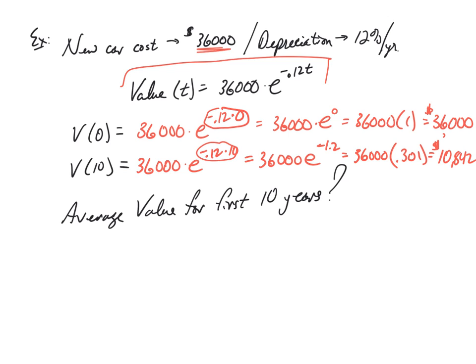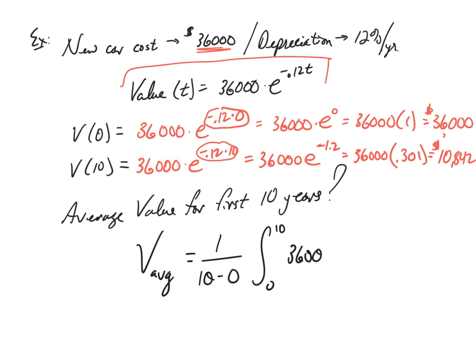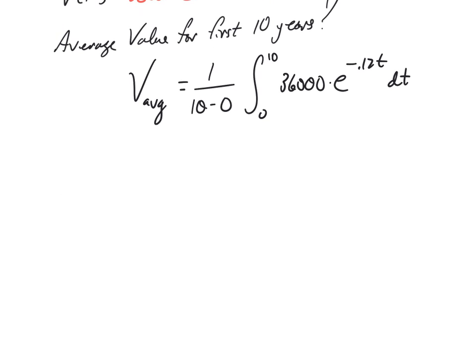Okay, but the last question I'm going to ask you is, what's the average value for the first 10 years of the car? So if we consider the value to be V, we'd be looking for the average. And all we simply have to do then is divide by the length of the interval, so we're going to have it over 10 years. Okay? And so we'll integrate from 0 to 10 the value of the car, 36,000 times e raised to the negative 0.12 t power. Okay? So here we go.